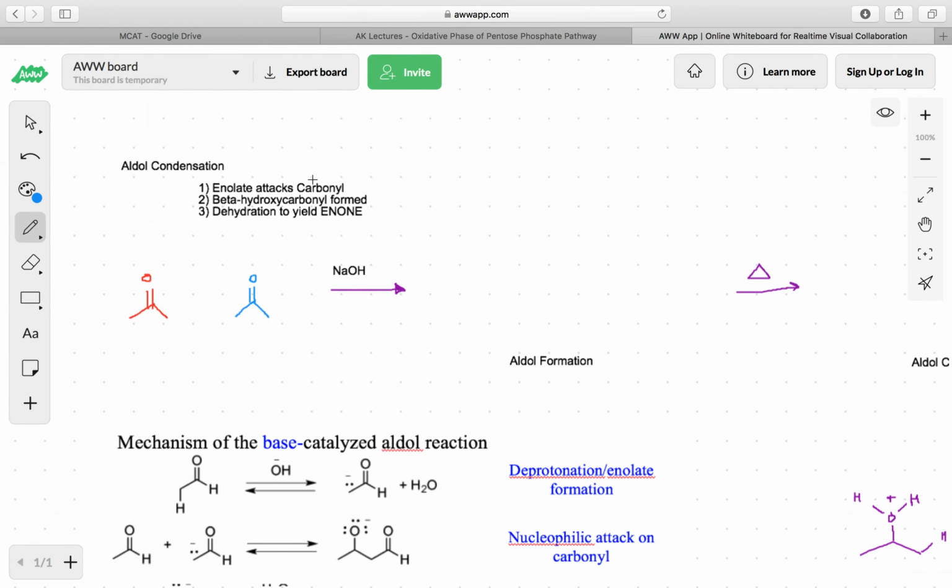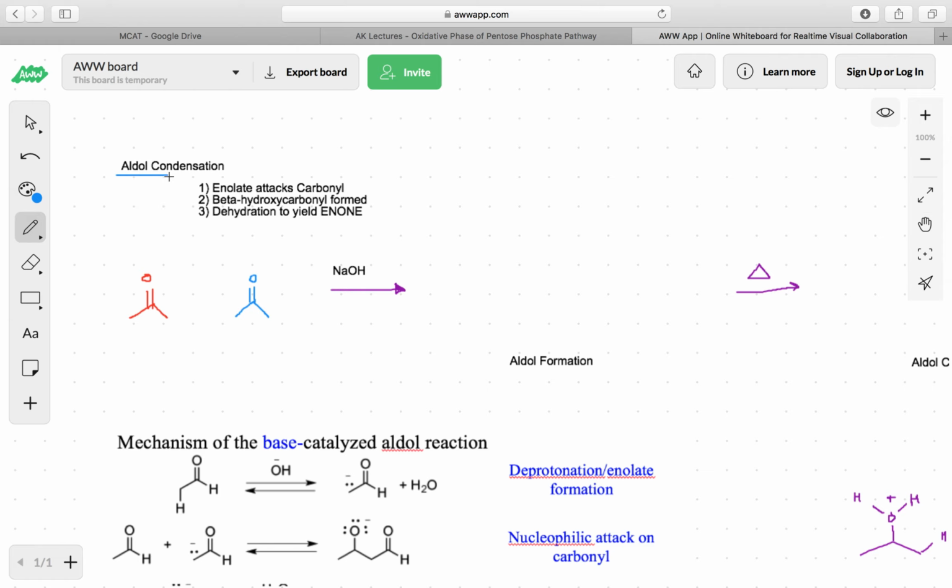Today we're going to be going over chapter 23. So we'll be going over the aldol condensation, some mechanisms behind it, and some practice reactions. And then we'll be looking at some interesting biochemistry applications of these reactions. So let's jump into it.